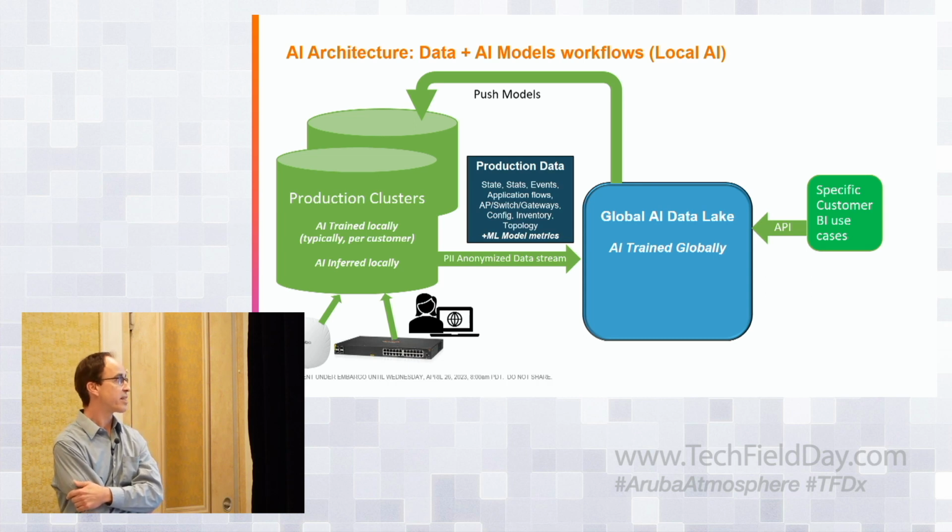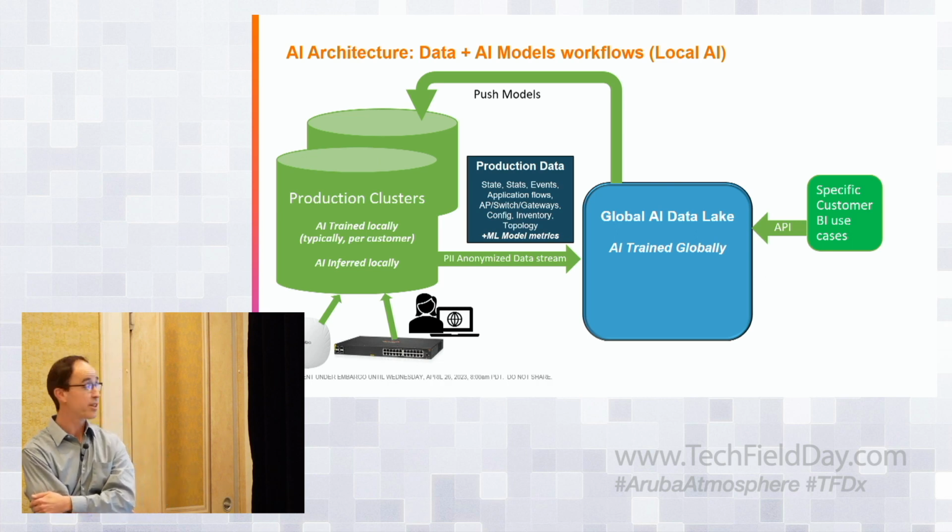And that includes state, stats, events, application flows for all wired and wireless devices. And of course, you send configuration and topology and model metrics, because if the models are degrading the production cluster, you need to know it and you need to flag it. If you don't measure it, you won't know it's degrading.